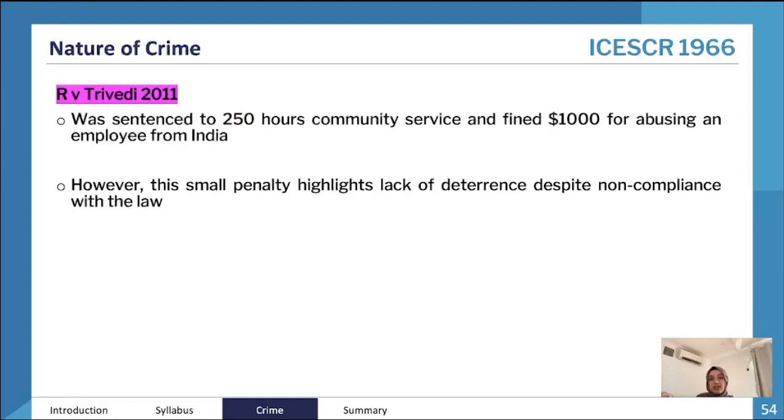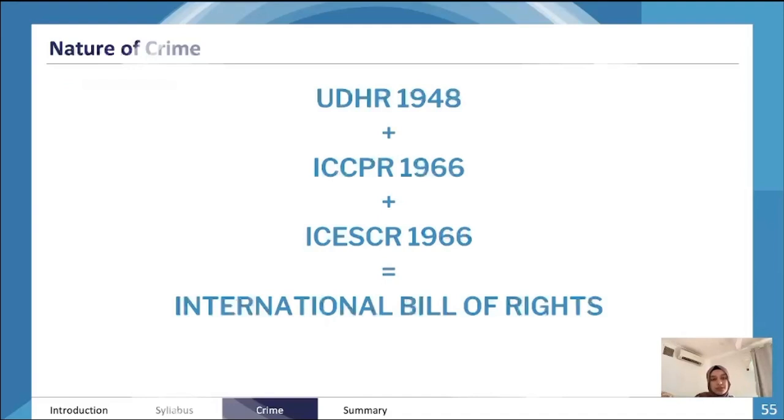So yeah, again, Ivy Trivedi case comes in. We did go through that earlier, so I'll skip over that.